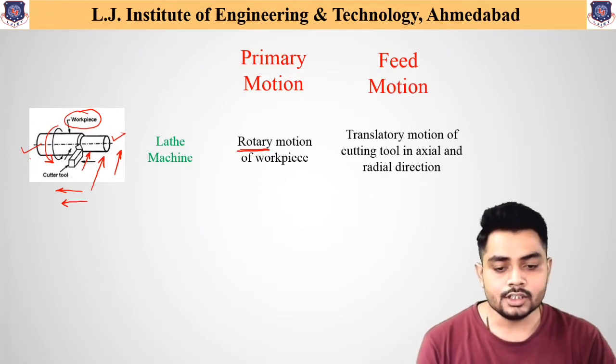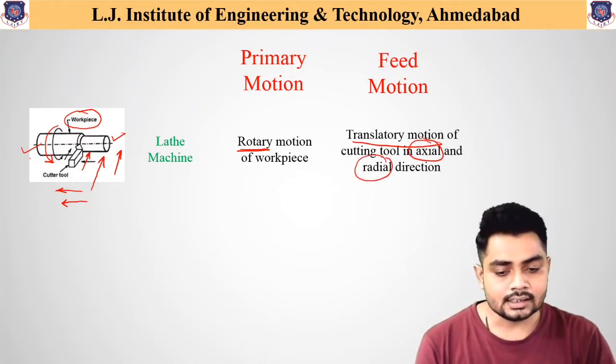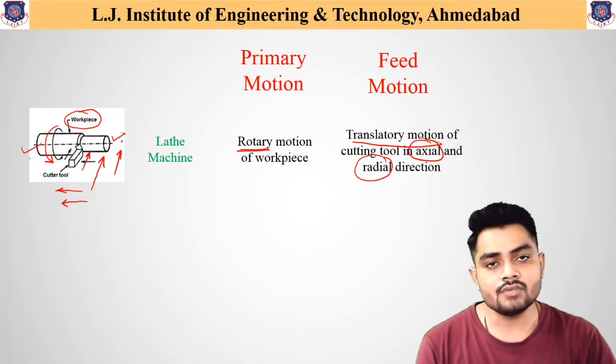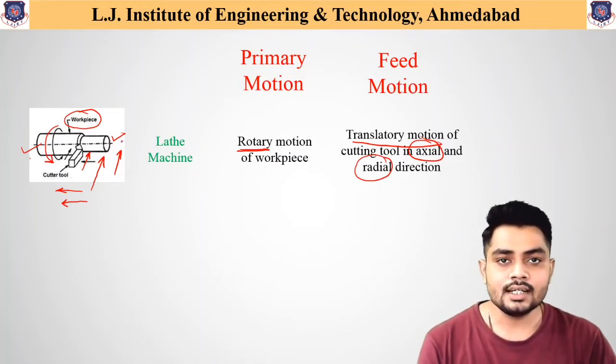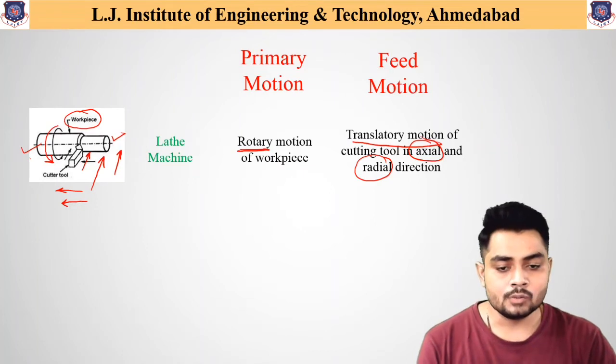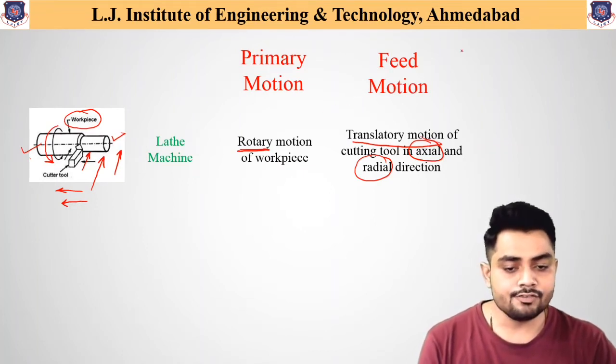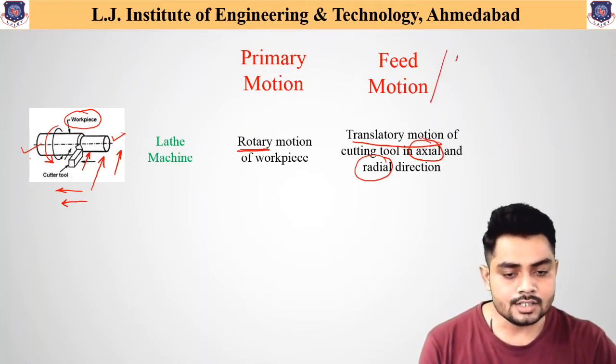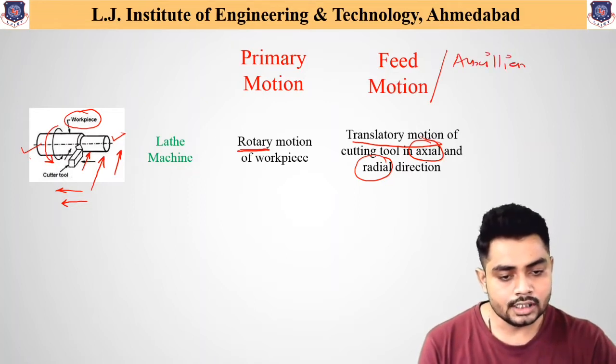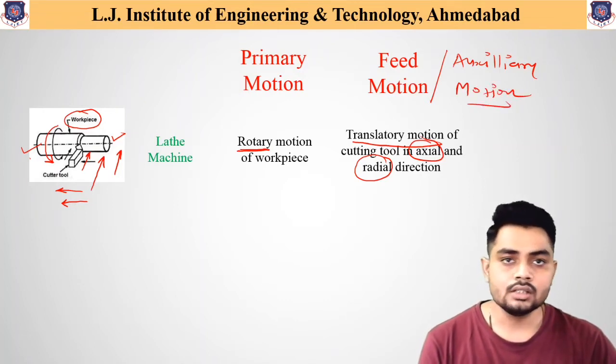The movement of the tool, that means the translatory motion of the tool, may be in the axial direction, that is along the length, or maybe in the radial direction, that is towards the center of the workpiece. That is the second or feed motion, or the auxiliary motion. So this feed motion is also known as auxiliary motion, and we have also discussed this in our first lecture of this chapter 1.